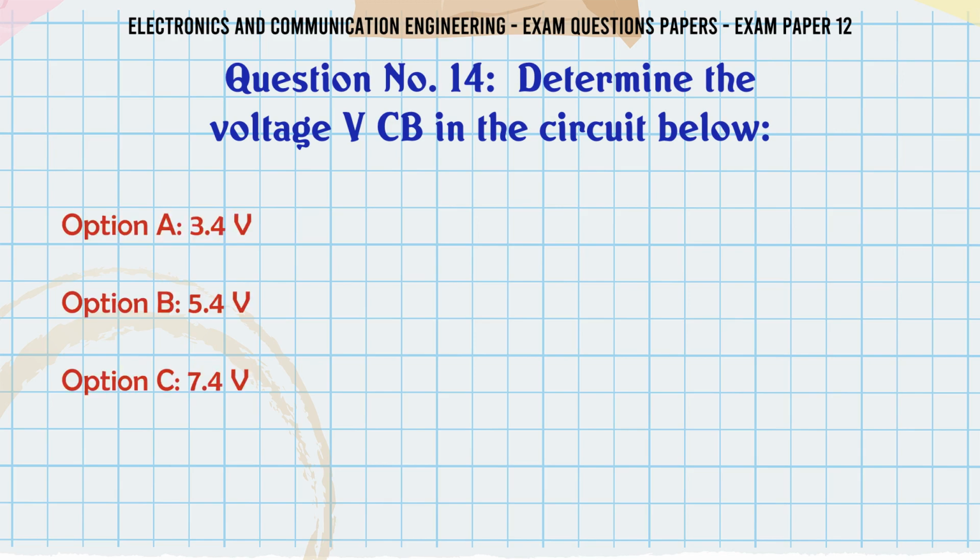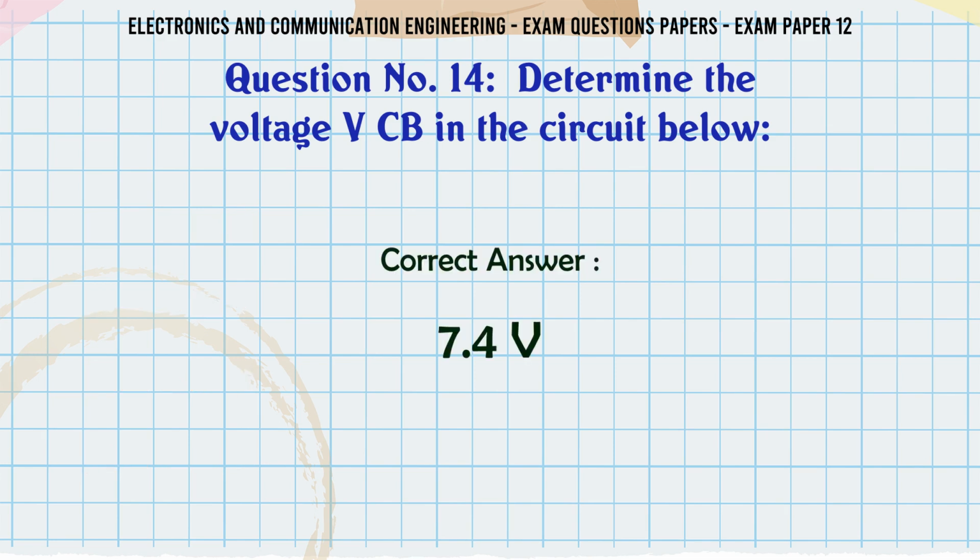Determine the voltage VCB in the circuit below. A 3.4V, B 5.4V, C 7.4V, D 9.4V. The correct answer is 7.4V.